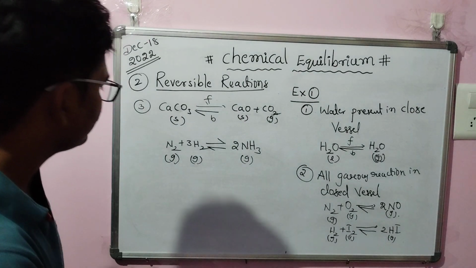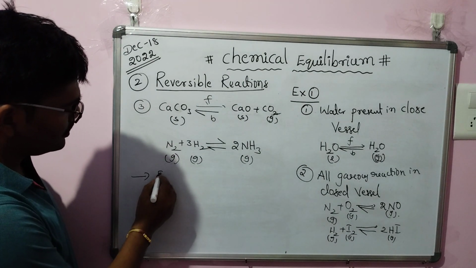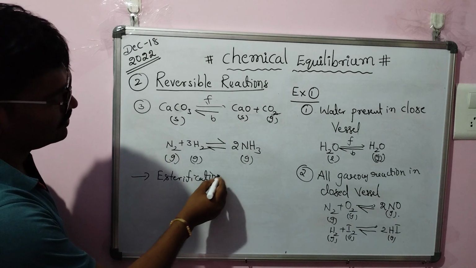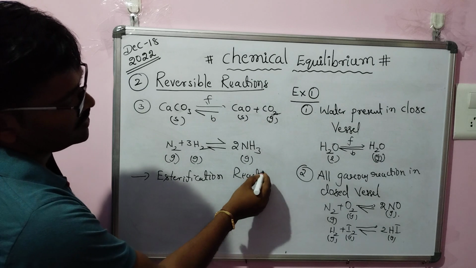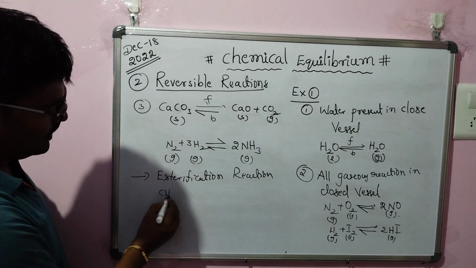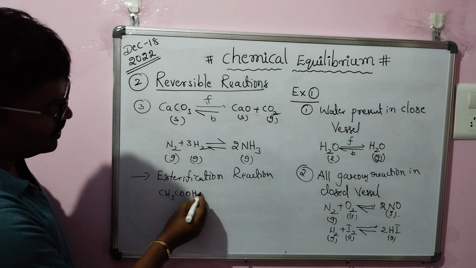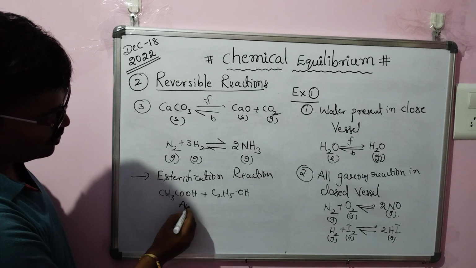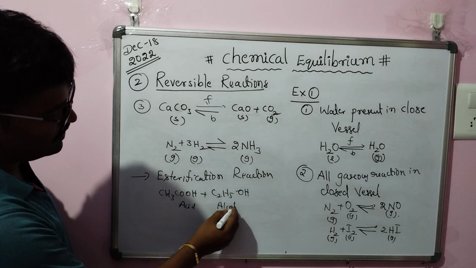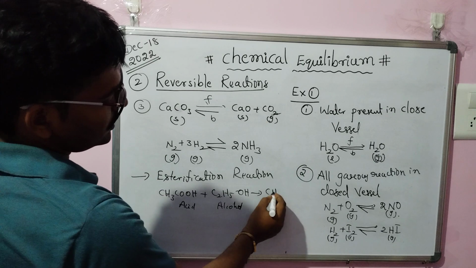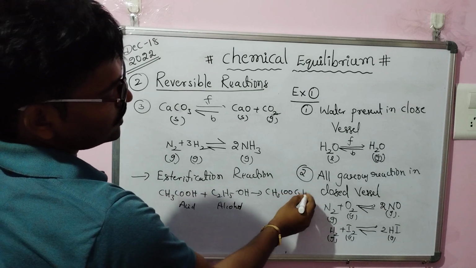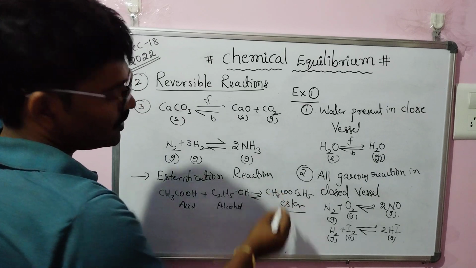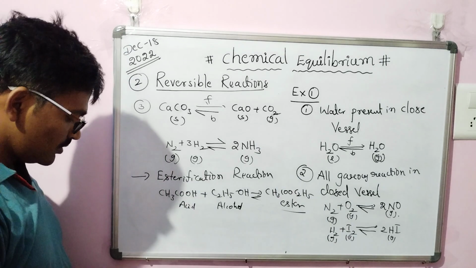Not only this, the esterification reaction, for example, CH3COOH reacts with C2H5OH. So the carboxylic acid reacts with the alcohol, then it will be converted to CH3COOC2H5. Ester is formed. So this is also a reversible reaction. Ester formation reactions are reversible reactions.